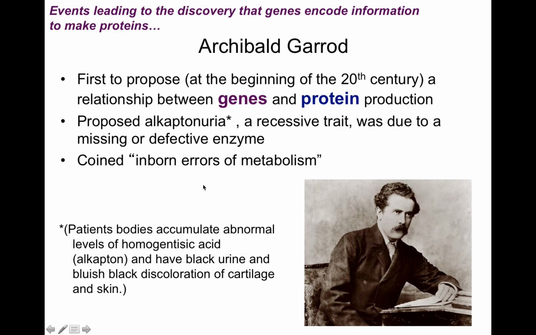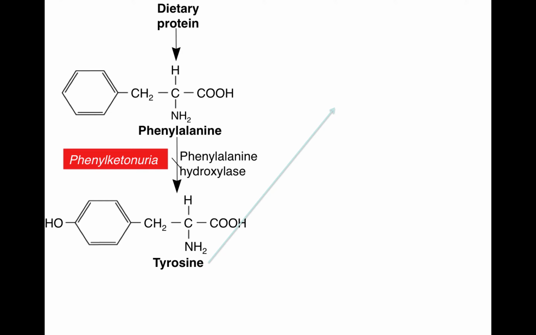Alkaptonuria is a disease characterized by the fact that patients have black urine and a bluish-black discoloration of their cartilage due to the accumulation of abnormal levels of homogentisic acid, alkapton, and that's a consequence of improper metabolism of an amino acid. This is a pathway for the processing of an amino acid called phenylalanine.